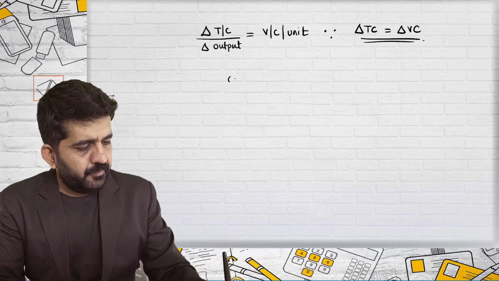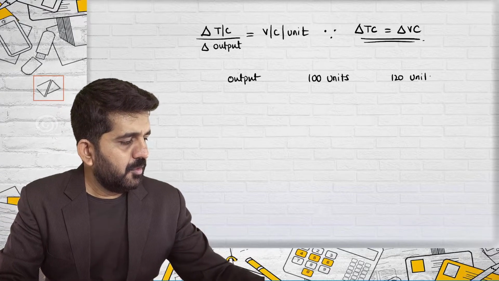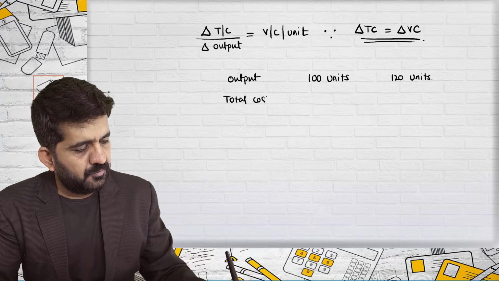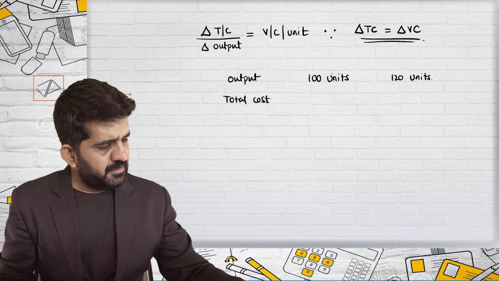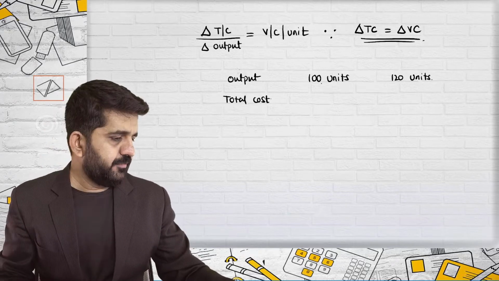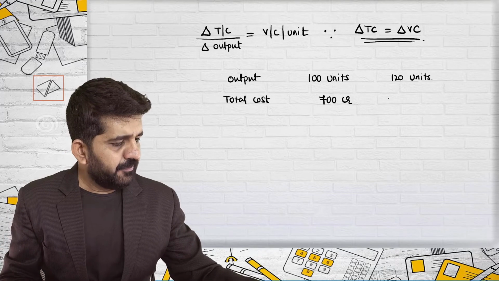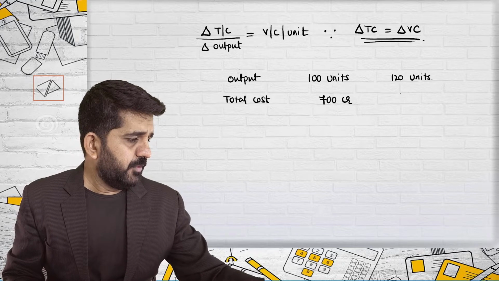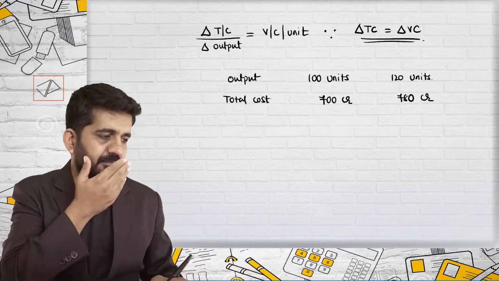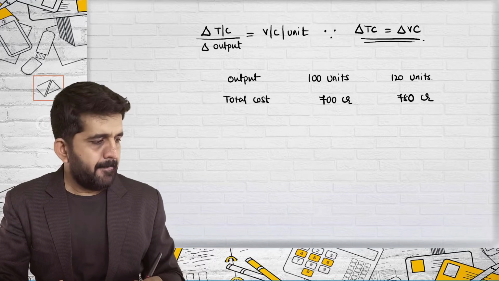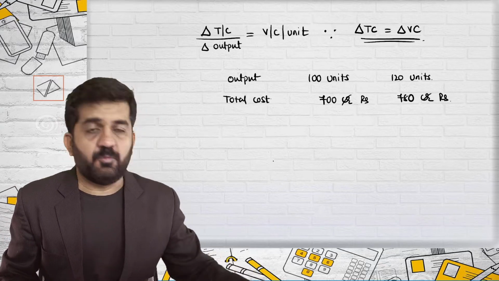Let us try out one more question. Output: 100 units, 120 units. Total cost, those are diamonds. So total cost is 700 crores. You can take it 700. Huh? It is 780. Instead of crores, you can take it rupees. It does not matter. You need to tell me what is variable cost and what is fixed cost now.